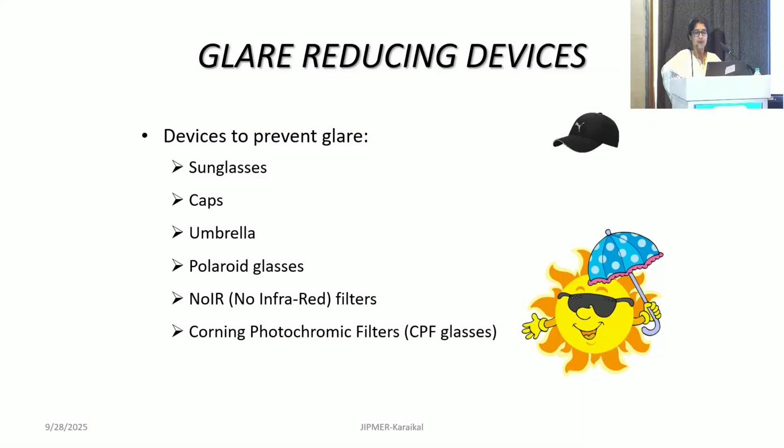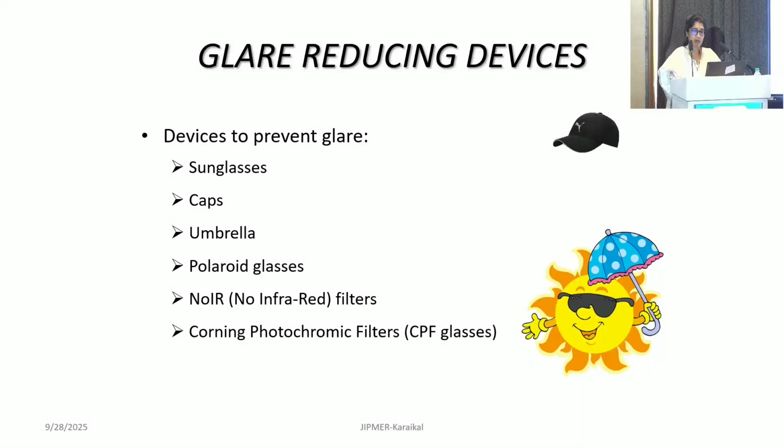Coming to glare reducing devices. These start from simple ones like giving a cap or an umbrella to certain filtered glasses that patients can use. People with aniridia, corneal dystrophies, or lattice dystrophy, who have a lot of glare when they go out, can make use of these. The principle in the Polaroid glass is that it cuts down the perpendicular light coming through it. For example, a horizontal Polaroid glass will cut down all the horizontal light, and only the vertical light will be allowed to pass through. This is the concept that they are using.